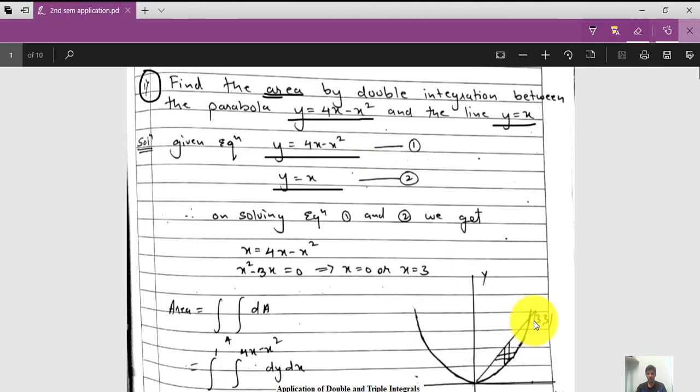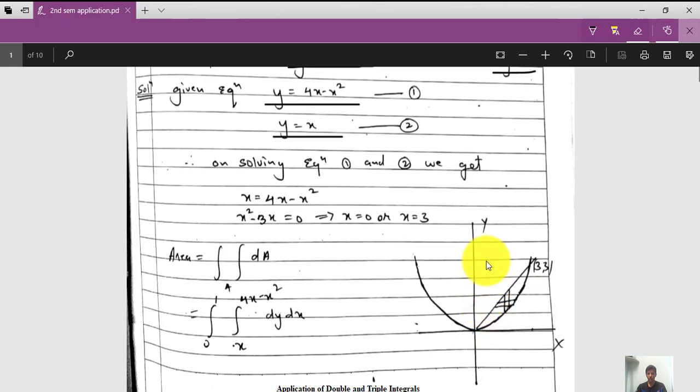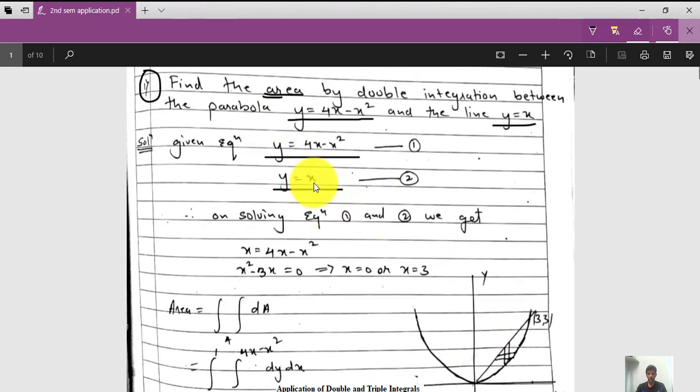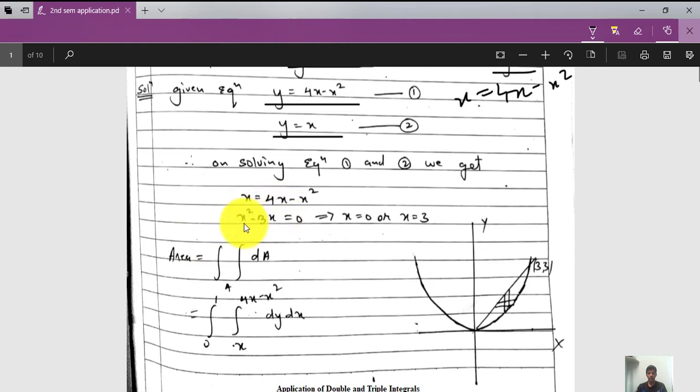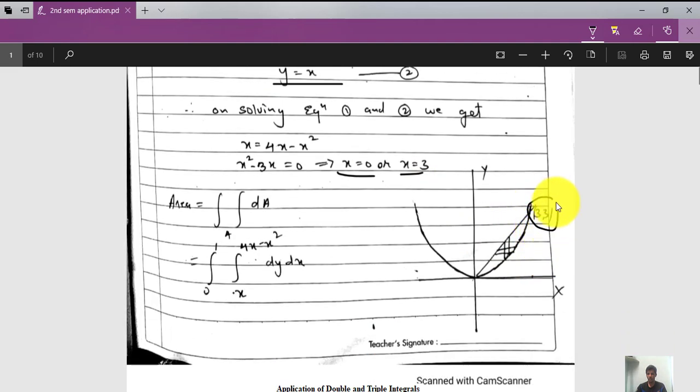Okay, so in the sketch, when you plot y is equal to 4x minus x square, it is a parabola opening downwards. Now if you substitute this x over here, it turns out to be x is equal to 4x minus x square, right? It is a quadratic equation, so you have two roots, x equal to 0 and x equal to 3. When x equal to 0, then y is equal to 0. When x equal to 3, then y is equal to 3. Therefore the point of intersection is 3 comma 3, right?